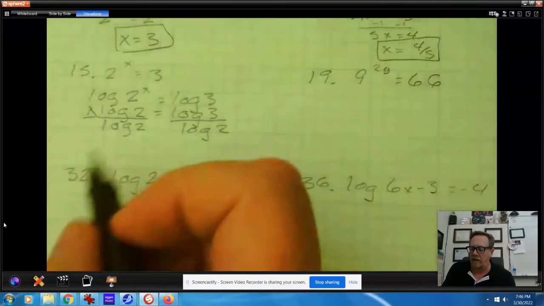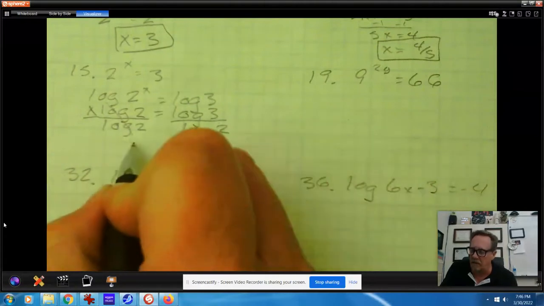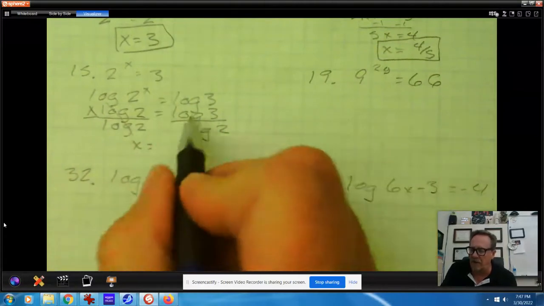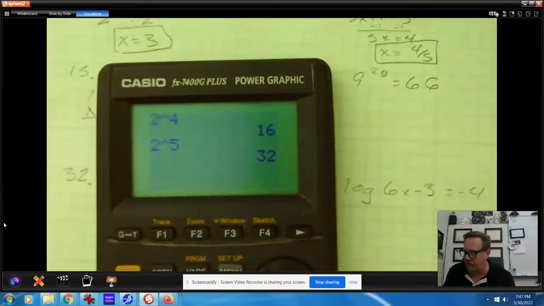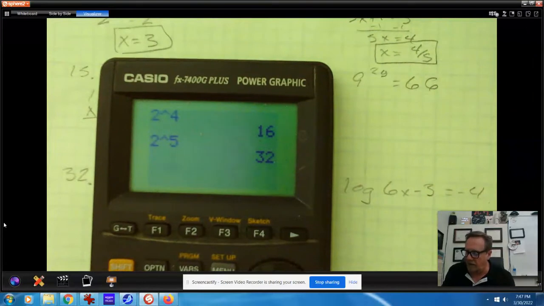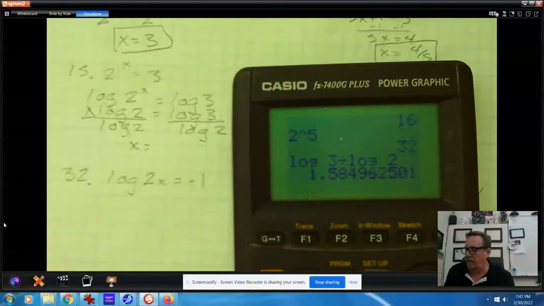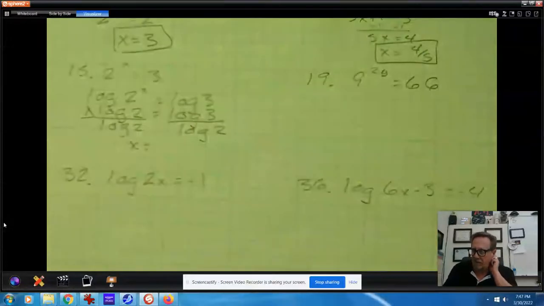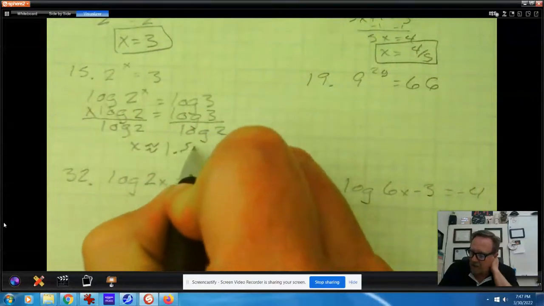And over on this side, your logs are going to cancel. The log of 2 over the log of 2 cancels, and I'm just left with x. And on the other side, I have the log of 3 over the log of 2. We can do that on our calculator: the log of 3 divided by the log of 2. And that tells me that it's approximately 1.58. So we can write x is approximately 1.58.